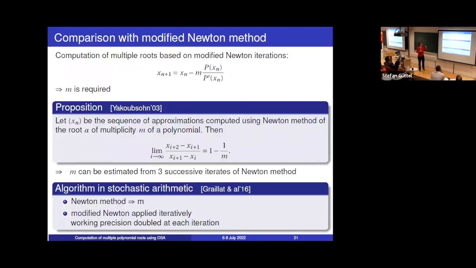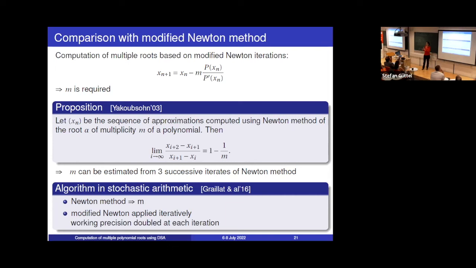In our numerical experiments, we have compared our results with a previous approach based on modified Newton method. So I recall here the modified Newton method iterations. As I recall, M is required. But actually, there is a result from Jacobson that enables us to estimate the multiplicity M from 3 successive iterates of Newton method.